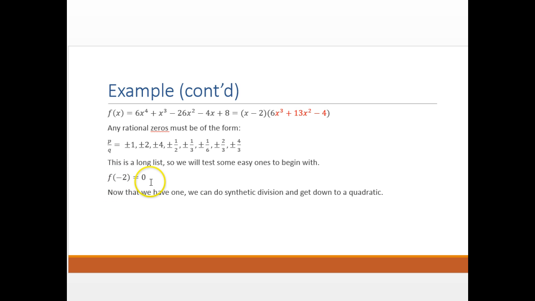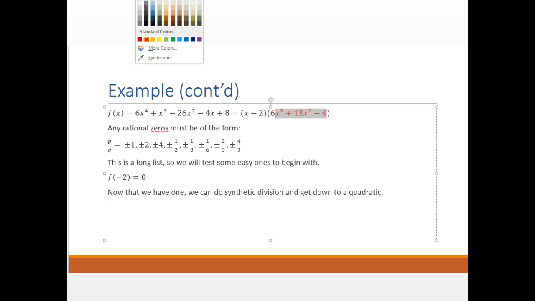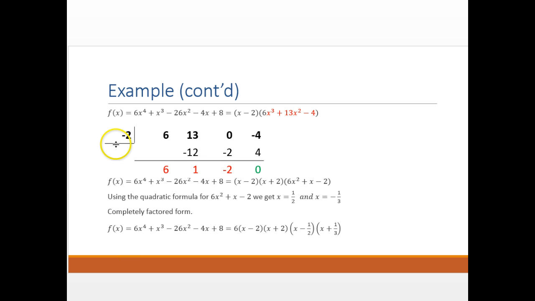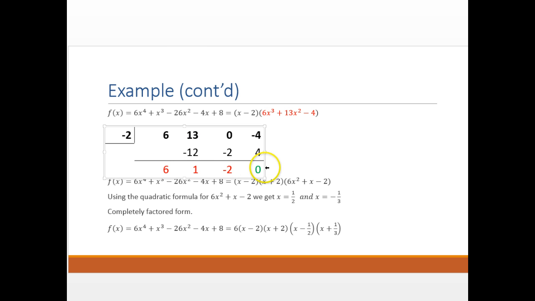When we try a negative 2, we actually find out that this does work. That negative 2 does make this function 0. And the interesting thing about when we want to plug in, we don't have to plug into this whole function. All we have to do is plug into this new factored part back here, because we know negative 2 will not make this piece here 0. So let's do synthetic division again. Negative 2 into this 6x cubed plus 13x squared minus 4. That's the part we're going to worry about. And again, this winds up with 0.